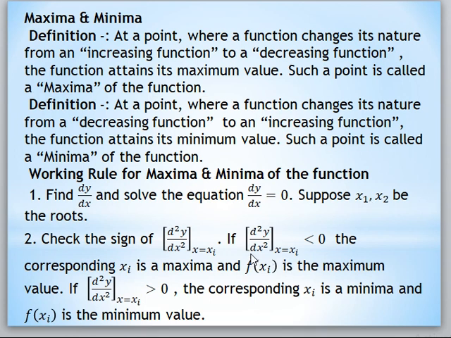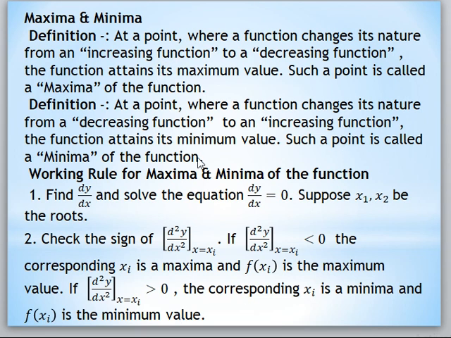If at the point x equal to x1 the second derivative is negative, less than 0, we call that turning point x1 a maxima of the function. And if at a particular turning point, say x equal to x2, the second derivative is positive, greater than 0, then we call that turning point x2 a minima. If we put the maxima value x1 into the function, that is f(x1), and x1 is a maxima, then f(x1) is the maximum value of the function. And if you put the minima into the function, you will get the minimum value of the function.